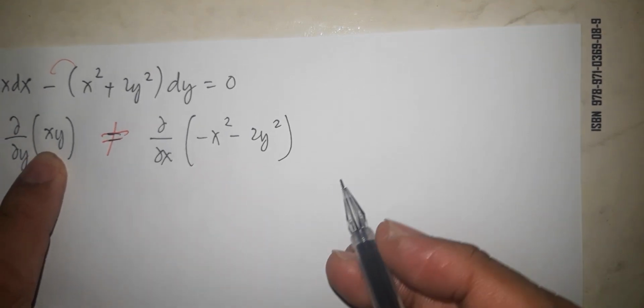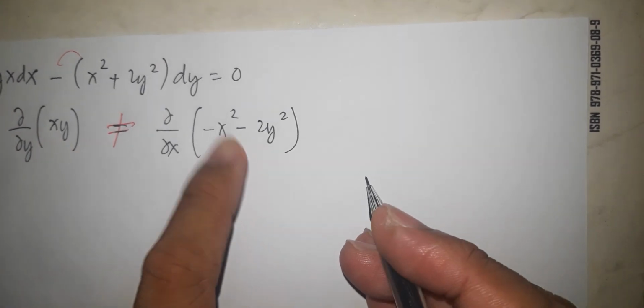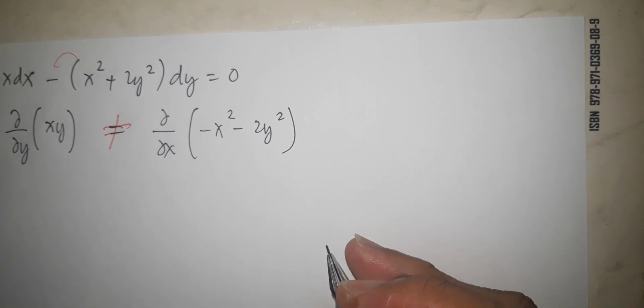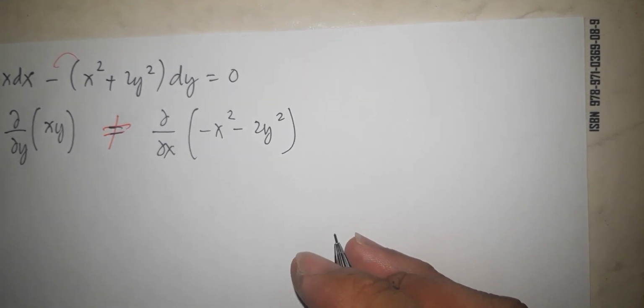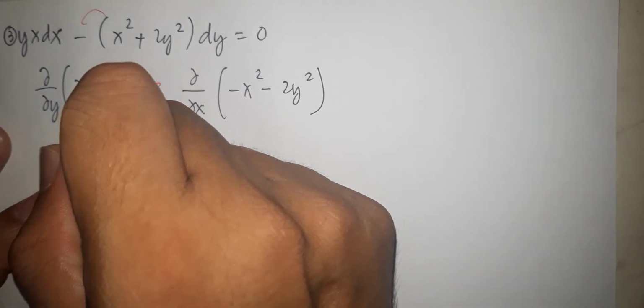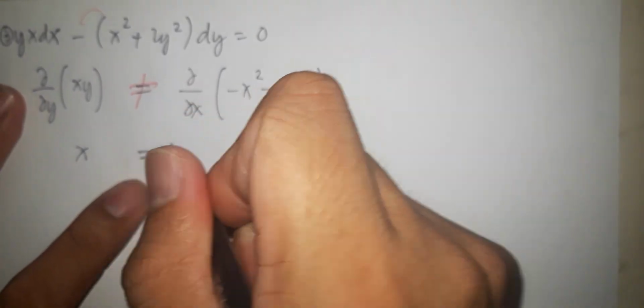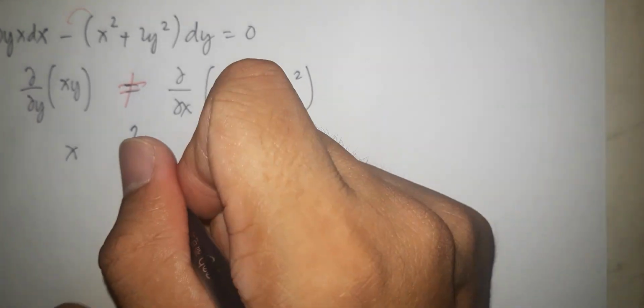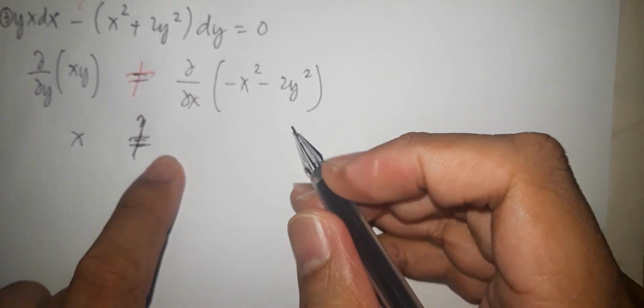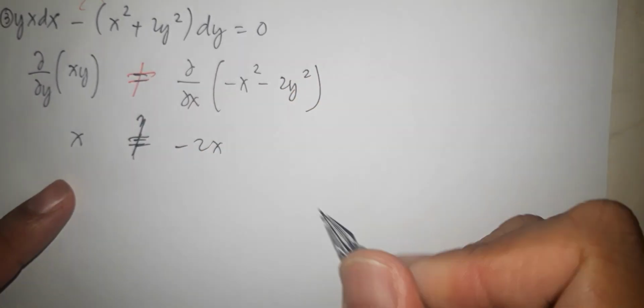Kasi nga, derivative nito ay x, derivative nito negative. So, ibig sabihin, hindi na talaga siya exact. So, kunin natin x dito sa kabila, ay hindi na pala. Na-prove na natin na hindi. Sa kabila ay negative 2x.